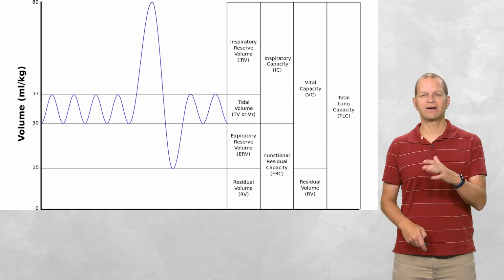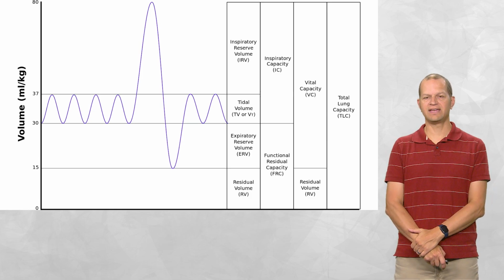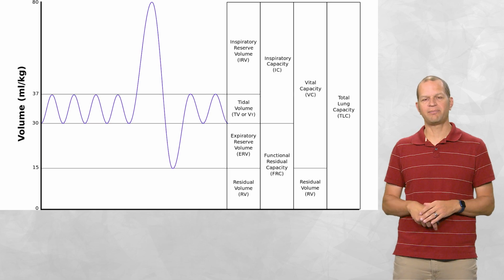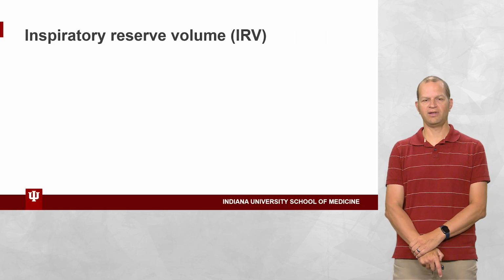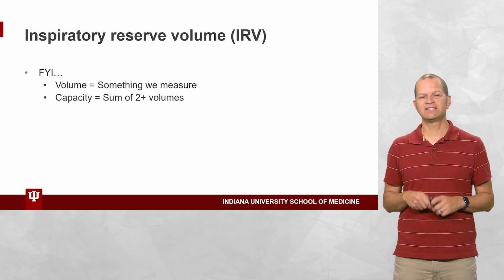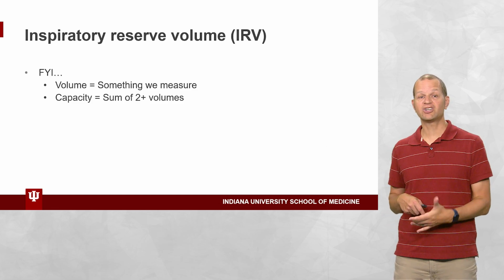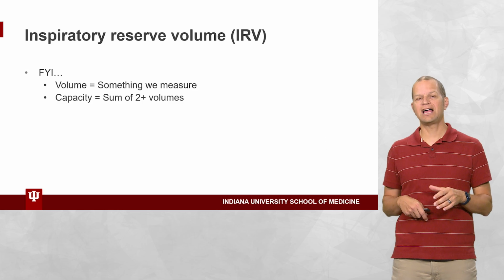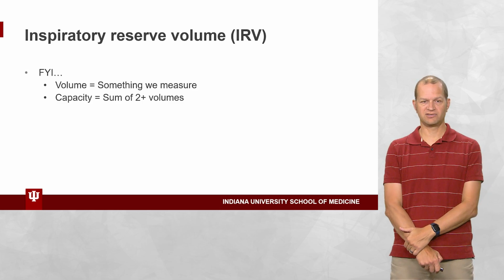Okay, so from here, we're going to talk about 4 volumes, and then we're going to talk about how these other capacities are a sum of those 4 volumes. So to start off, inspiratory reserve volume, but like I just said, a volume is something we measure. A capacity is a sum of at least 2 volumes.